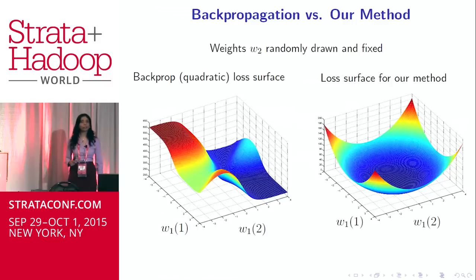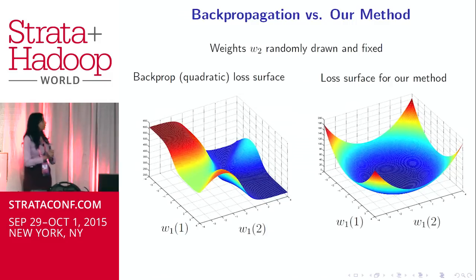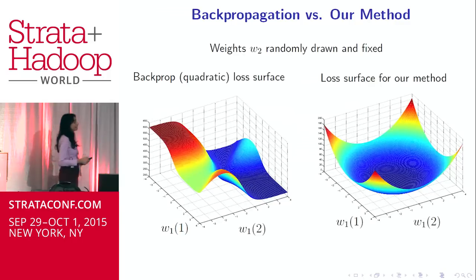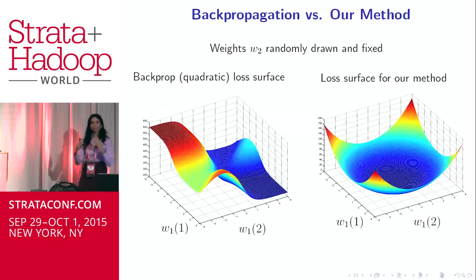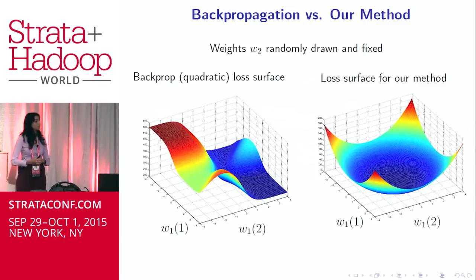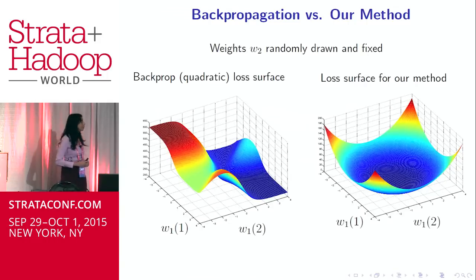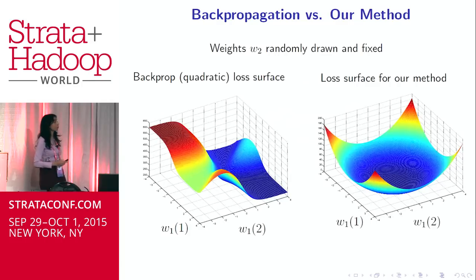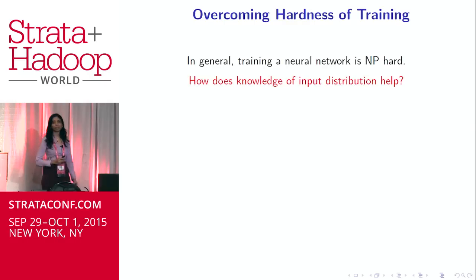So how do we go about this? What we'll do is we won't optimize on the original quadratic loss function that backprop does, and instead come up with a new objective function that involves factorizing a specific kind of tensor. And this allows us to overcome the problem of spurious local optima in a very general setting with neural networks. So let's see how to go about doing this.